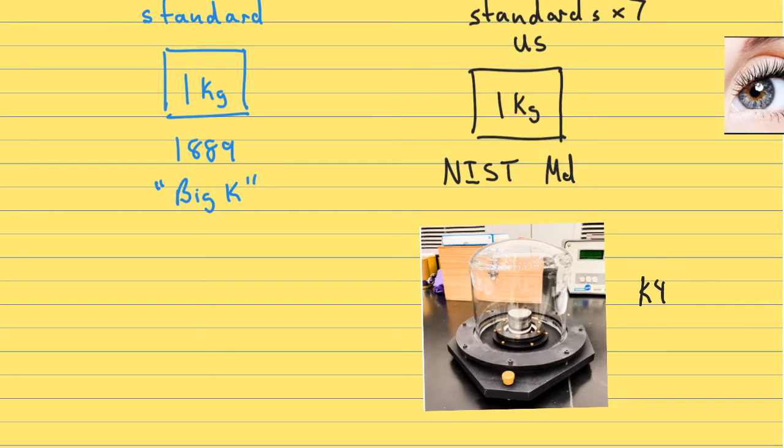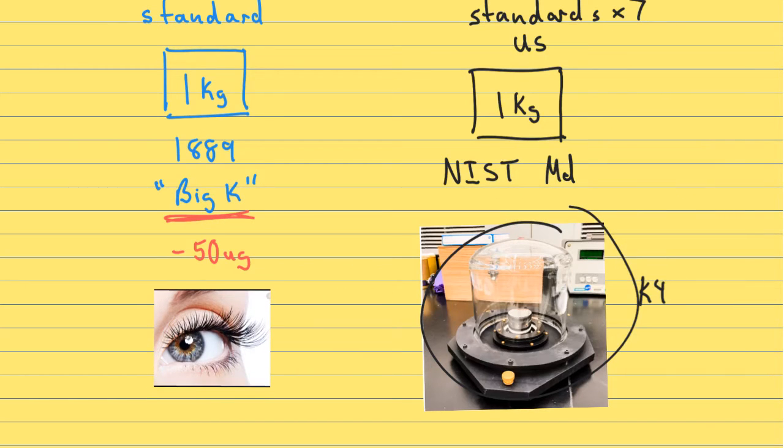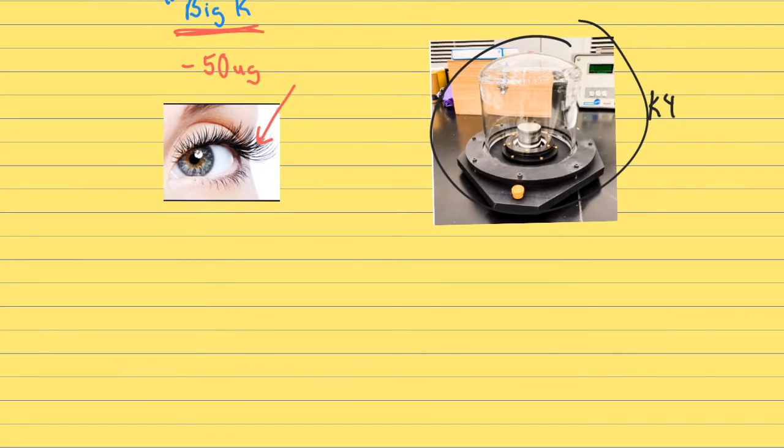Okay, now you can see that K4 is stored under very precisely controlled conditions, and so is the original Big K. But even so, Big K has lost about 50 micrograms of mass since it was created in 1889. So that doesn't seem like very much. It's only the amount of mass in one human eyelash. However, when you consider the fact that these standards are used to calibrate all of our scales all over the world, then this becomes pretty important, right? That we have a kilogram that doesn't change.